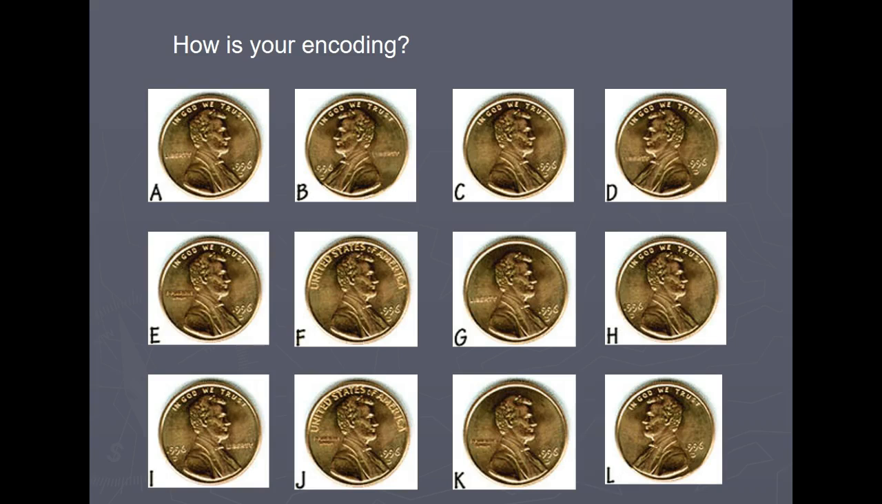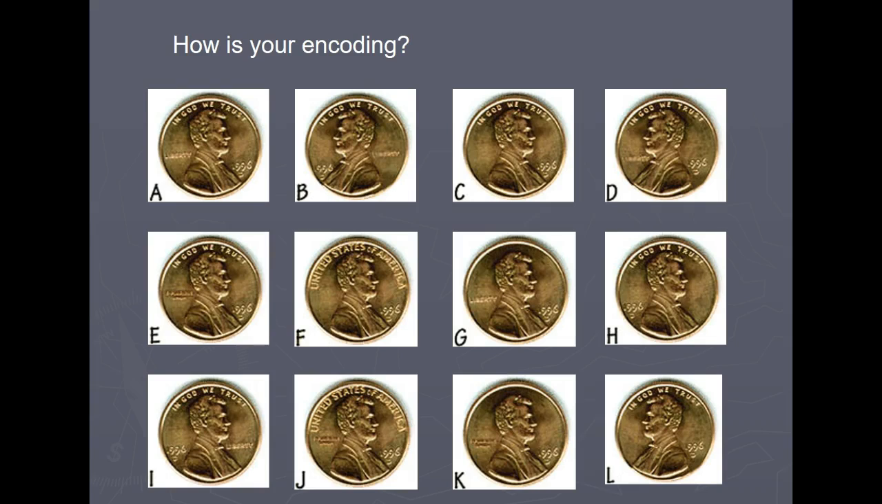Okay, so the correct penny is the very first one, A. And the reason that this is a difficult task for most people is because we don't really pay attention to all the details of a penny. And if you don't pay attention to details, you tend not to encode it very well. If it's not encoded, it's not going to get stored very well.